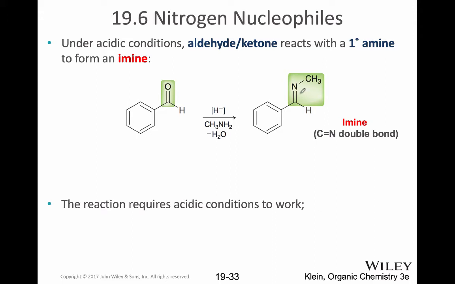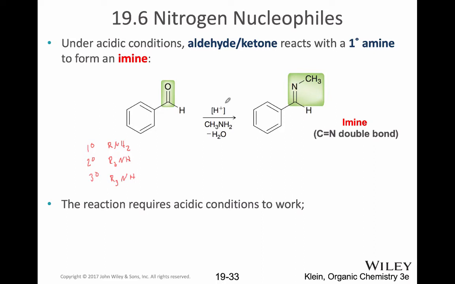When we talk about primary, secondary, and tertiary amines, we're talking about how many carbons are attached to the nitrogen. In a primary amine, you have one carbon attached to the nitrogen. Secondary amines, two carbons, and in tertiary amines, three carbons. So if I take a primary amine and react it with an aldehyde or a ketone, you end up replacing the C=O double bond with a C=N double bond to make an imine.